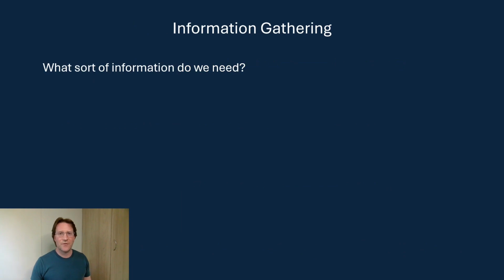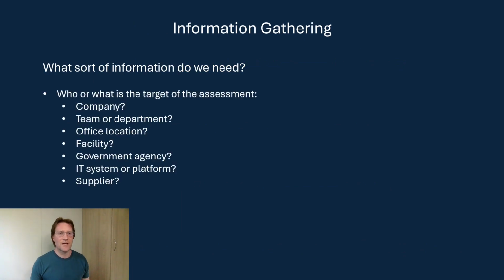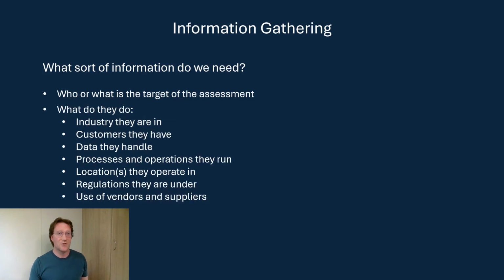If we consider what sort of information we need, we're looking at who or what is the target of the assessment, whether it's a company, a team or department, a particular office location, a particular facility. It could be an entire government agency, a particular IT system or platform. It could be a supplier. We also need to look at what they do, what industry they're in, what customers they have, the data that they handle, processes and operations that they run, locations they operate in, regulations they're under, and any suppliers and vendors that they have.